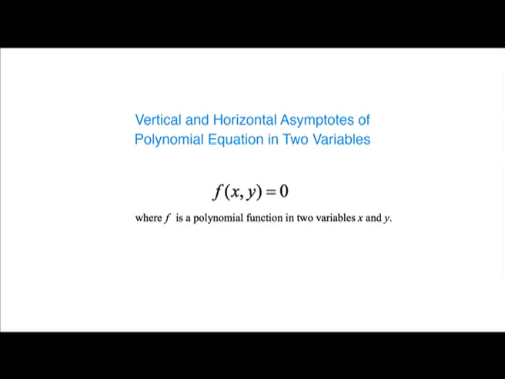Thus, f of x equal to (x plus 3) by (x plus 2) has a vertical asymptote x equal to minus 2 and a horizontal asymptote y equal to 1. Let us now look into an easy method for determining vertical and horizontal asymptotes of polynomial equations in two variables. That is, equations of the form f of x y equal to 0, where f is a polynomial function in two variables x and y.